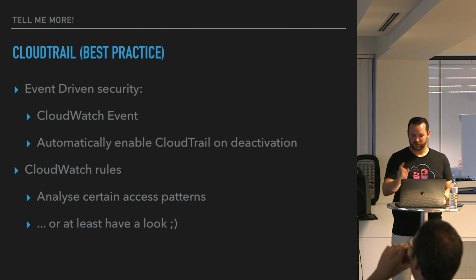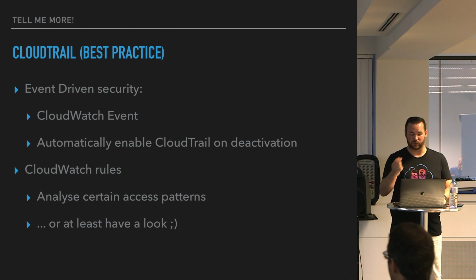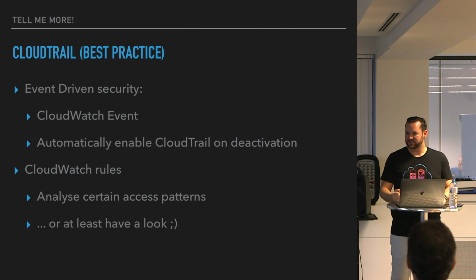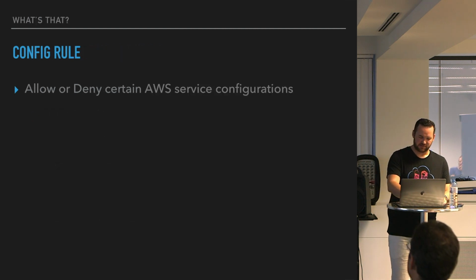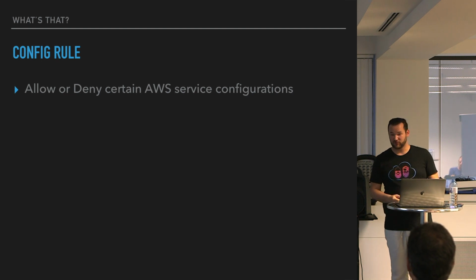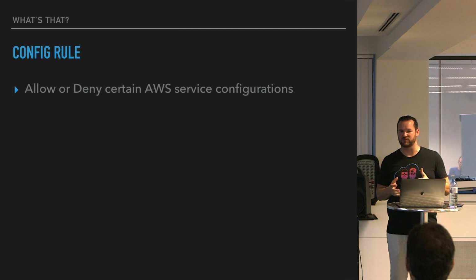Or if you don't use event-driven security, at least have a look at the CloudWatch rules or the CloudTrail logs, so that you see if something strange is happening in your AWS account. And there is something like Config Rules. Is someone here using Config Rules in AWS? Okay, no? Have a look. It just takes you some minutes, and with Config Rules you can allow or deny certain AWS service configuration.